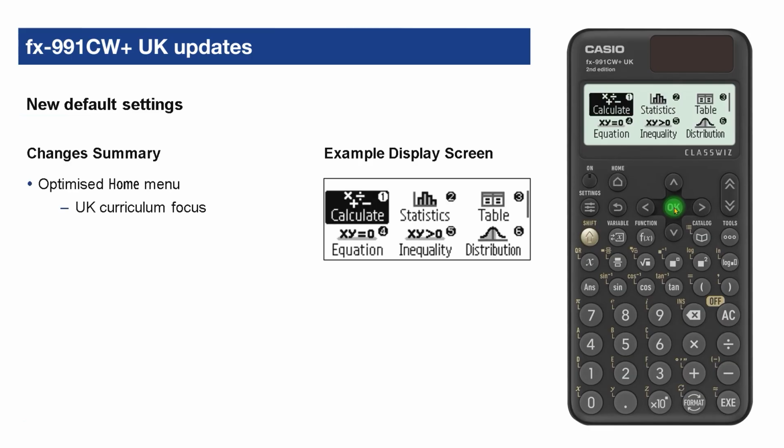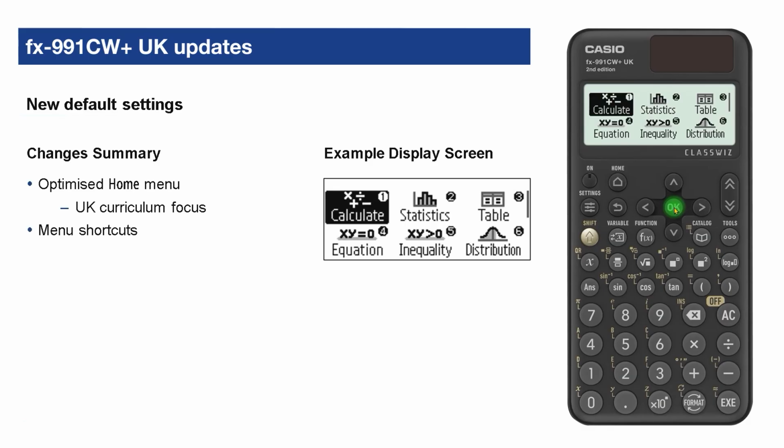The first thing to notice is that the existing apps in the home menu have been reordered to prioritise functionality for the UK curriculum. For example, the first page has moved Equation below Calculate for easier access. It also now includes the Inequality app. These changes reflect requests from teachers with regards to the app's regular use in lessons.